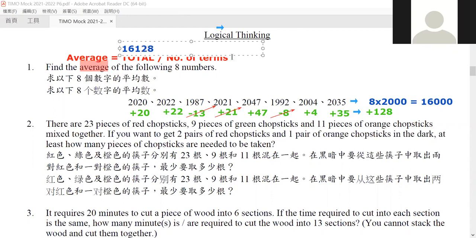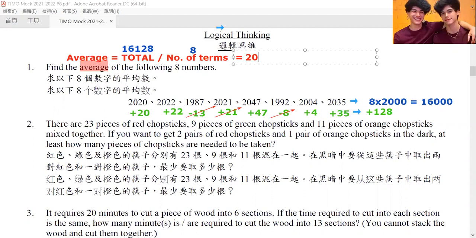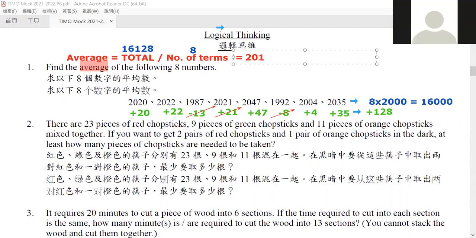So if we try to divide them, our average will now become 16128 divided by 8. So it will be equal to 2016. And 2016 is our answer.